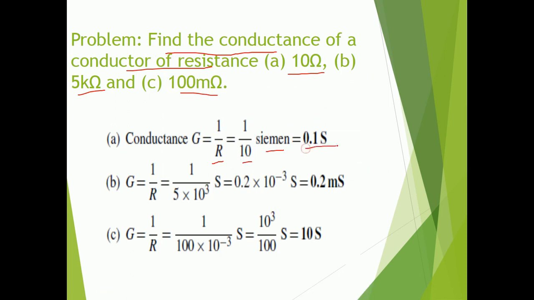So it comes out to be 0.1 Siemens. The second option, 5 kilo ohm, that is 5 into 10 raised to the power of 3, comes out to be 0.2 millisiemens. And the third is 100 milliohm. Milli means 10 raised to the power of minus 3. So it comes out to be 10 Siemens.